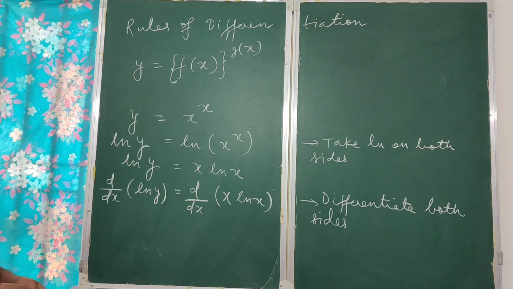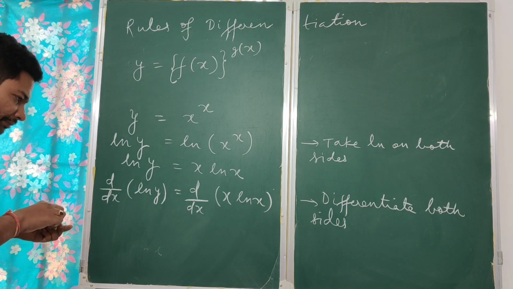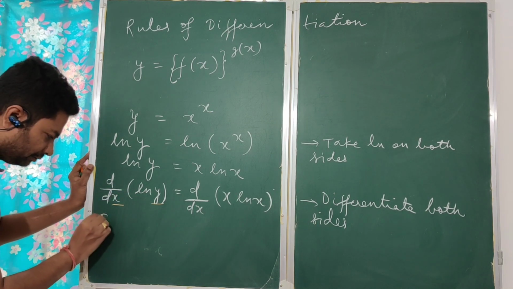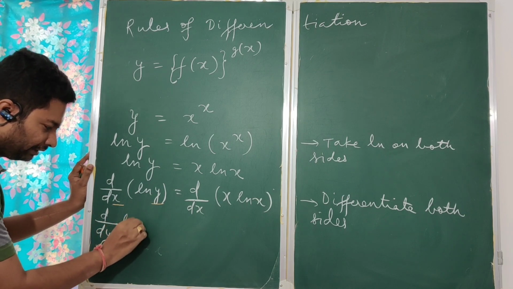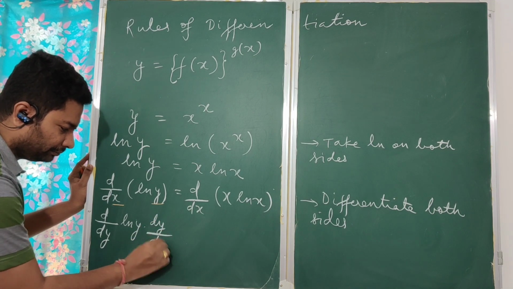So now if you are differentiating both the sides, what will you get? Now again the problem here, we get y x. So we will make use of chain rule. d by dy of ln y, we are putting it here, ln y dy. So here in the numerator dy will come, dx.